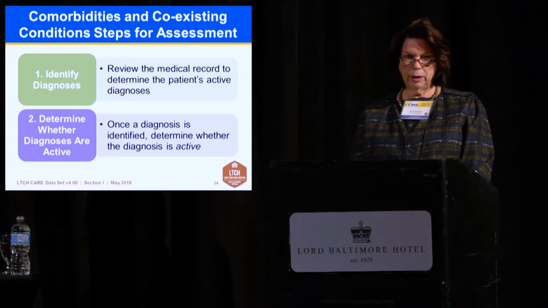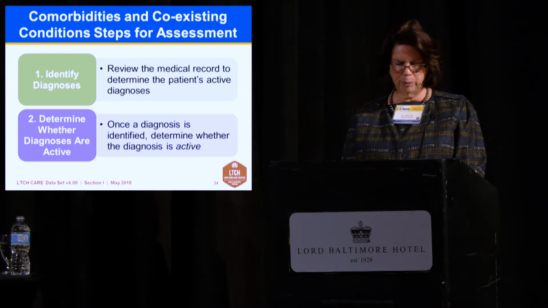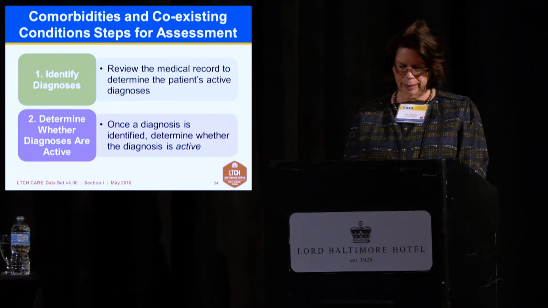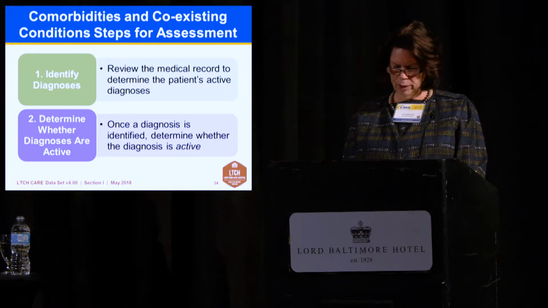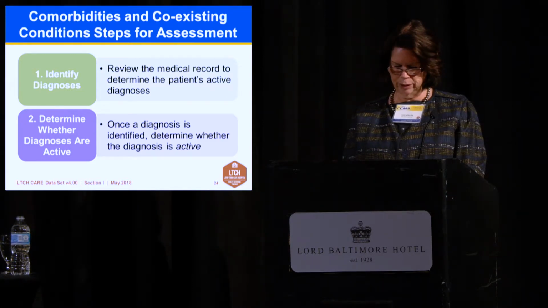To identify the comorbidities and coexisting conditions, the first step you're going to do is identify the diagnosis by reviewing the medical record to determine the patient's active diagnosis. You're going to determine whether the diagnoses are active. Once a diagnosis is identified, you're going to determine whether the diagnosis is active.